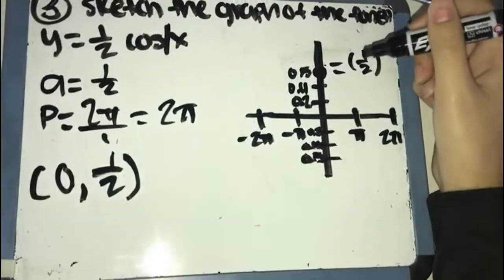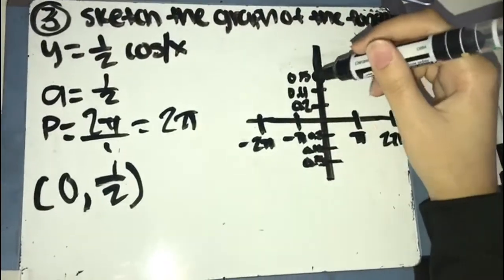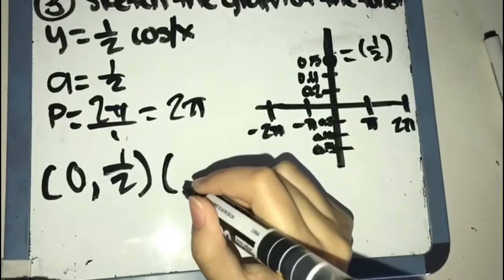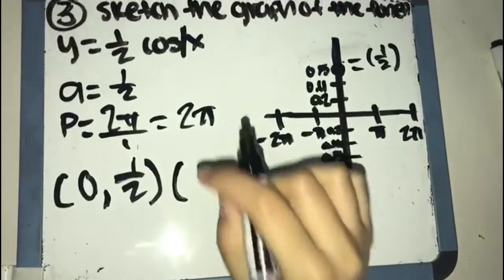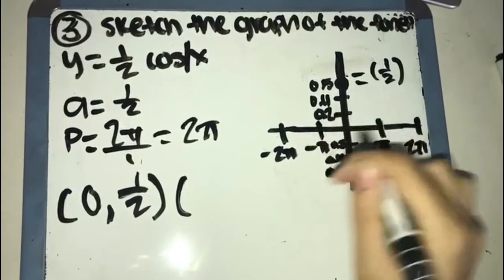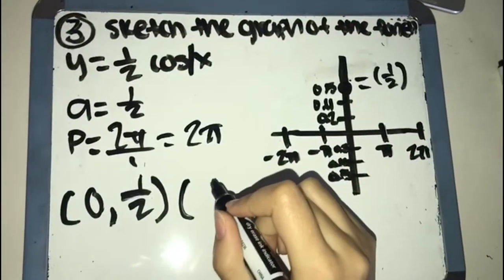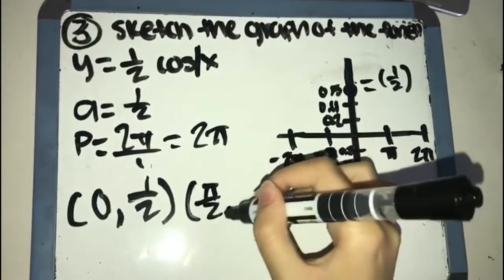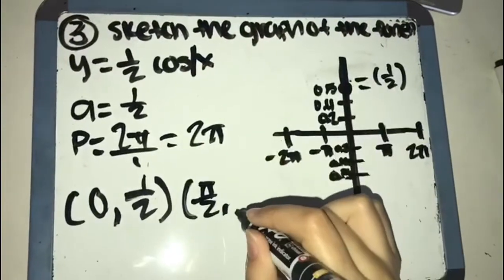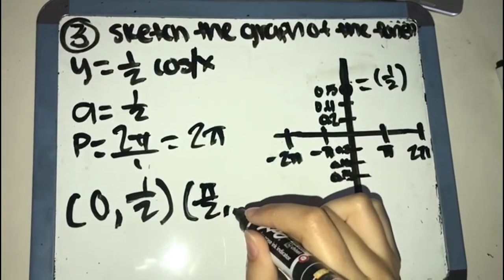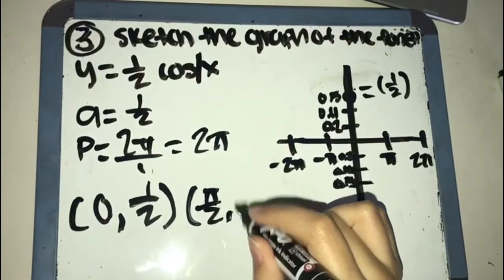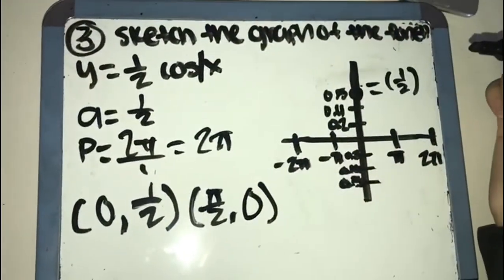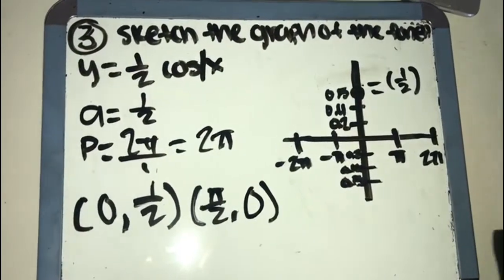All right, so basically it'll be 0, 1/2, since 0.5 is 1/2. Next is another point, because we need 5 points in order to graph this function. Let's do pi over 2. When you plug in pi over 2, what would it be again? I forgot. Pi over 2 gives 0, right? So pi over 2 is equal to 0.